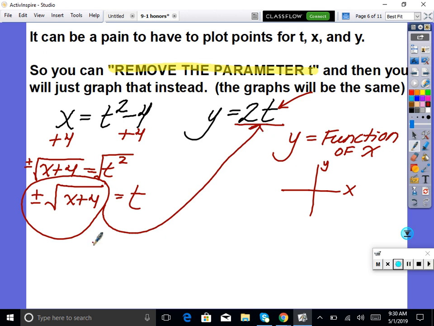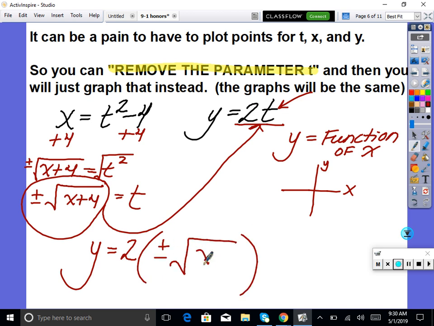So what we have is this. y is equal to 2 times plus or minus the square root of x plus 4. Just a reminder, this is a times sign. So if you really think about it, our final answer will just be y is equal to plus or minus 2, multiplied, so plus or minus 2 times the square root of x plus 4.